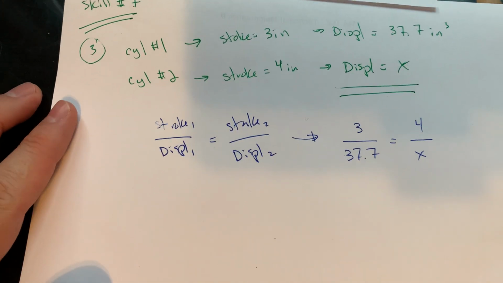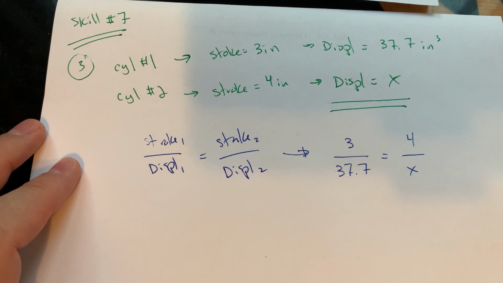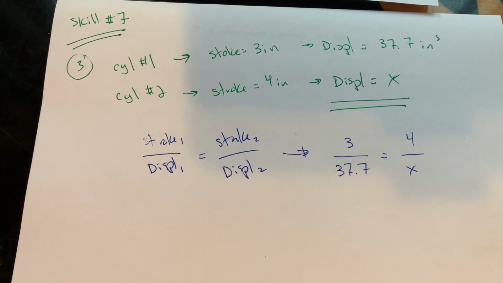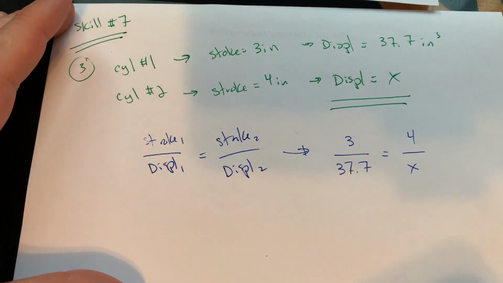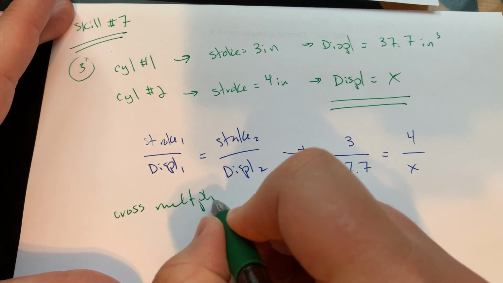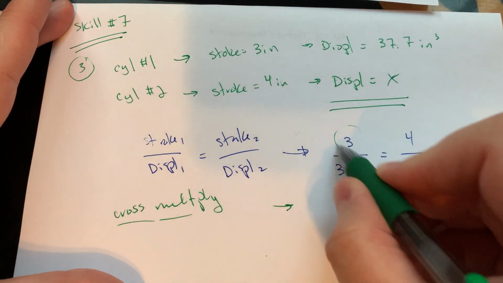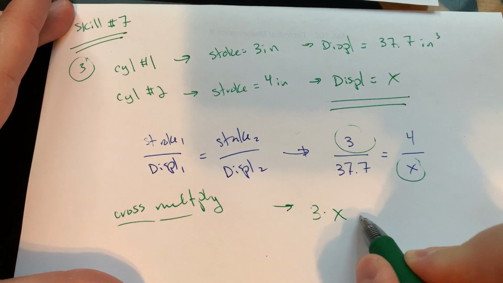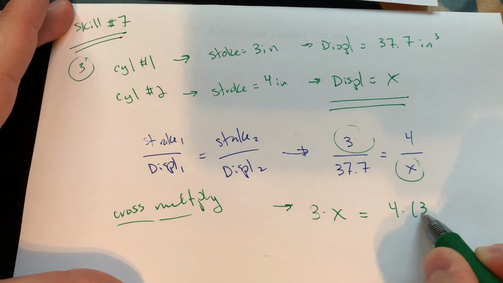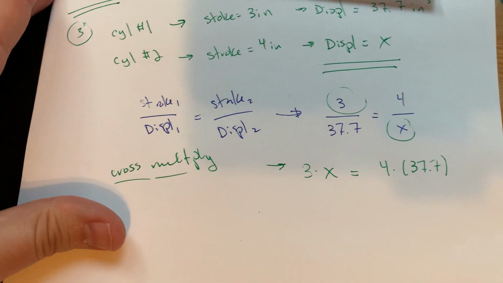I'm sort of dropping the units from my calculation. It doesn't particularly matter what the units are here. You could keep them on. I think they're just going to get in the way. As long as we kept everything in the right place, we should be good to go. Cross multiply. So that is, right, 3 times x equals 4 times 37.7.